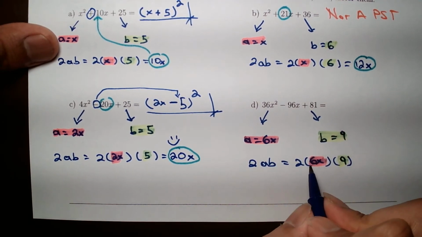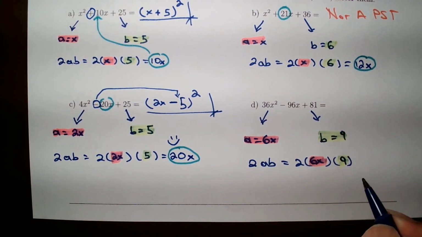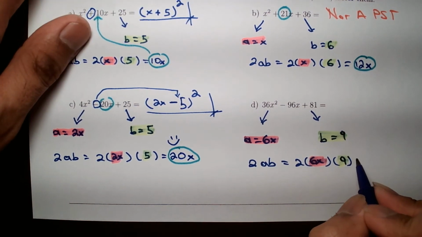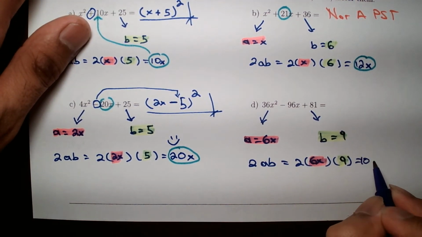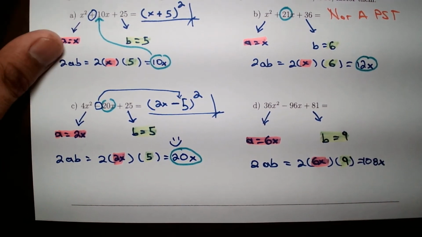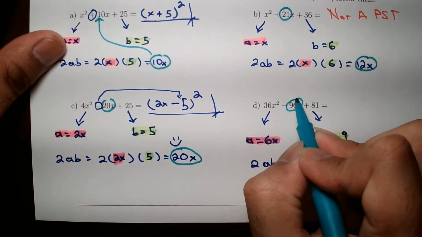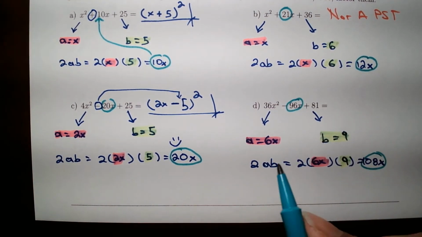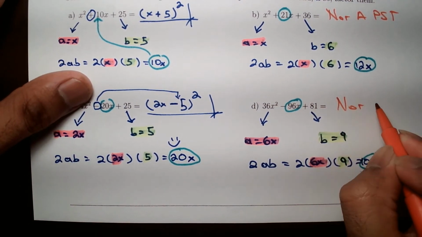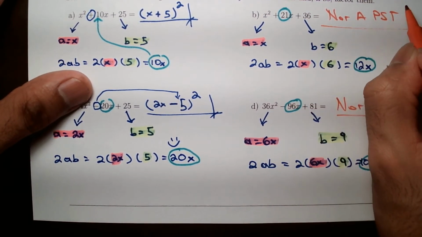So 2 times 6, which is 12. And then 12 times 9. Okay, let's find out what that is. 12 times 9, that's 108x. Well, in this case, if we try to compare these two, 108x with 96x, the numbers are not the same. So in this case, not a perfect square trinomial.